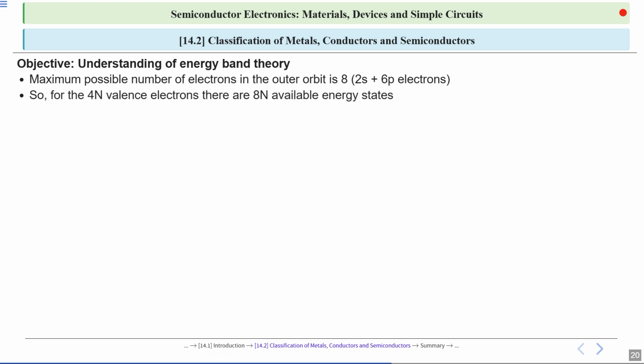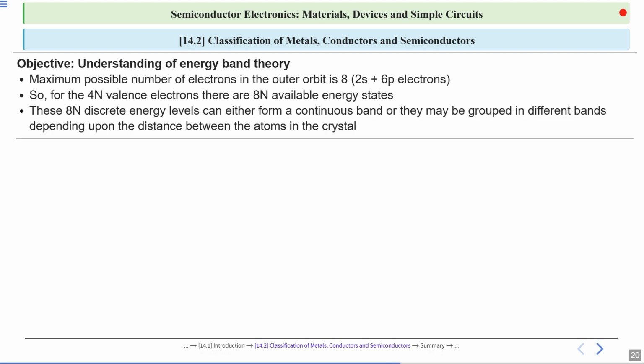In a 4n valence electron system, there are 8n available energy states. This means that for every valence electron, there are twice as many energy levels available to accommodate them. In a crystal, the atoms are arranged in a regular repeating pattern. Due to this arrangement, the energy levels of electrons, which are originally discrete in isolated atoms, start to overlap. When the atoms are close together, their energy levels blend, forming continuous energy bands. However, if the atoms are spaced farther apart, the energy levels remain more distinct.